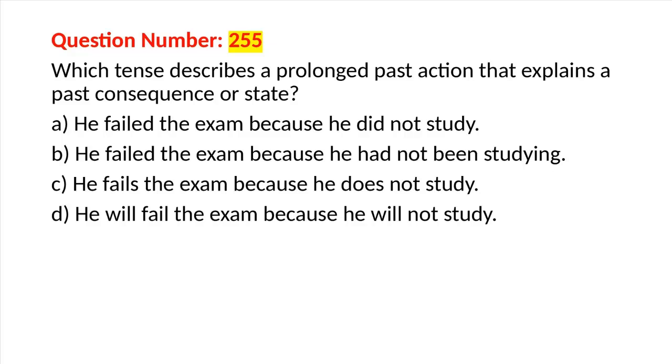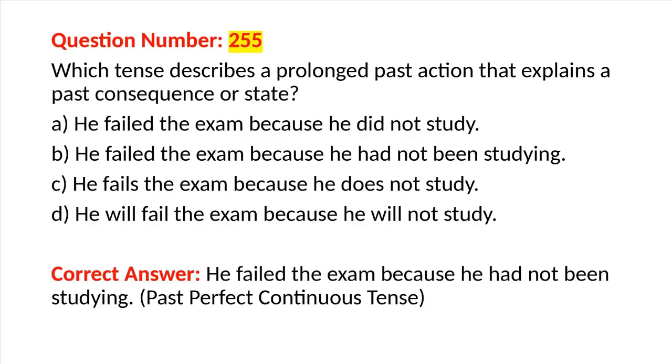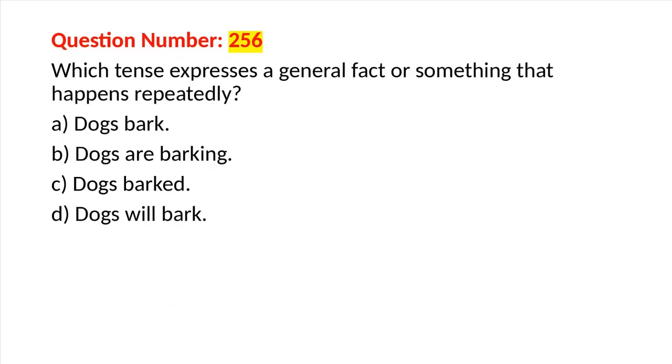Question number 255. Which tense describes a prolonged past action that explains a past consequence or state? A. He failed the exam because he did not study. B. He failed the exam because he had not been studying. C. He fails the exam because he does not study. D. He will fail the exam because he will not study. Correct answer, he failed the exam because he had not been studying. Past perfect continuous tense.